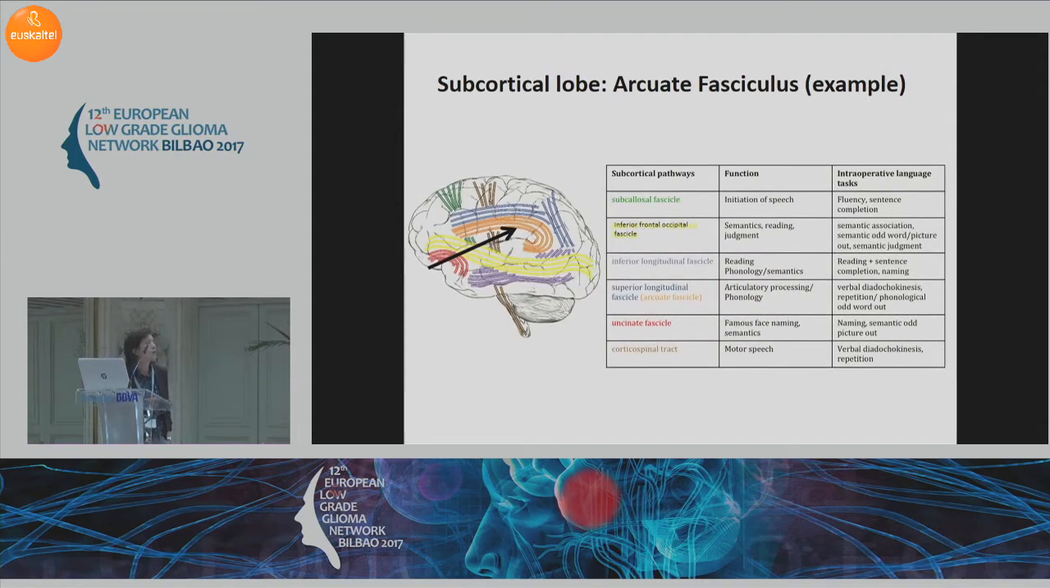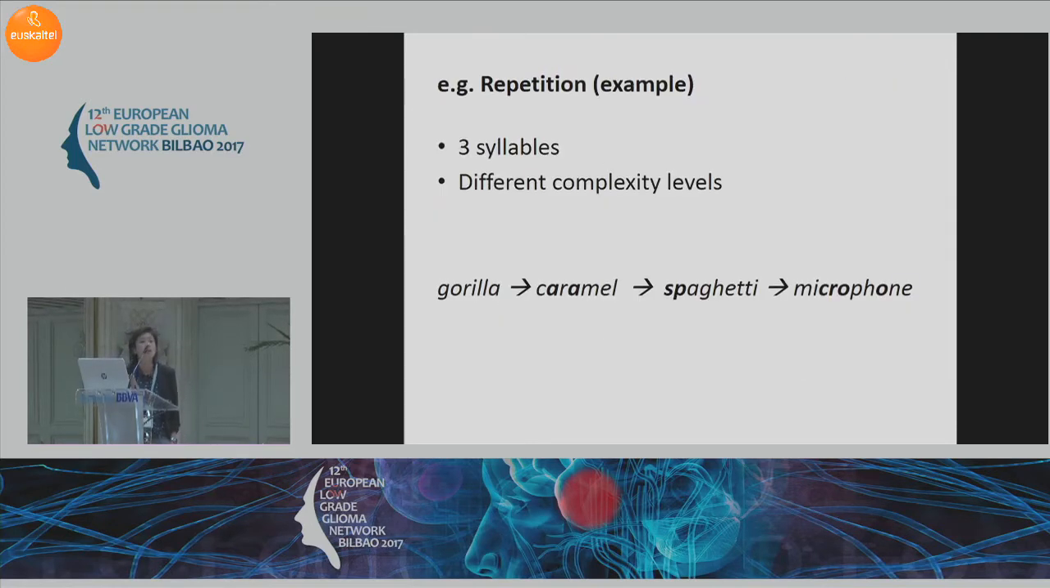We also have a guiding little scheme for tumors located at the subcortical level. For instance, if we have tumors in the arcuate fasciculus, then phonology is relevant, and a word repetition task could be useful. We have lists of words with 3 syllables, designed to be controlled for different complexity levels. Here you see the word gorilla, then caramel.